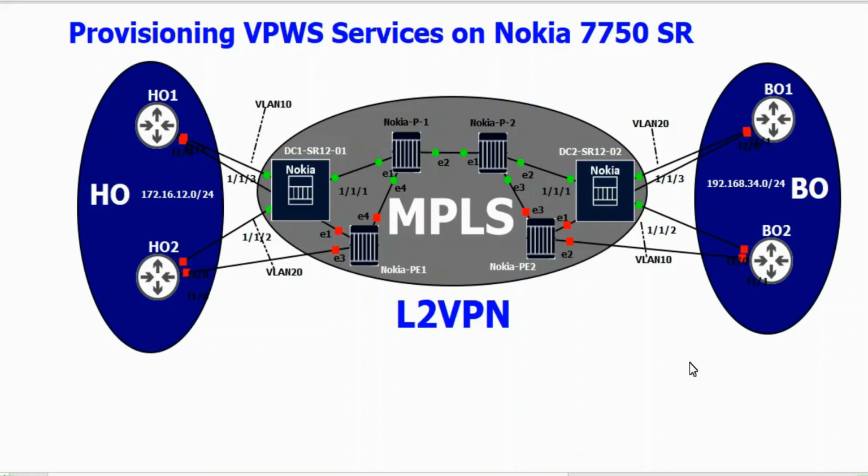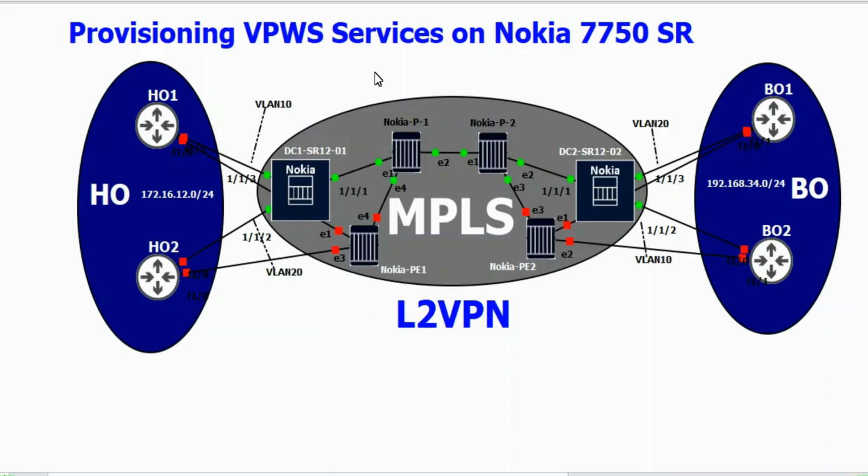In this session we are going to provision the VPWS services on Nokia 7750 SR. You can see here the topology. DC1 is a PE for the L2VPN, which connects head office 1 and branch office 2. We are going to configure the EPIPE services, which are the L2VPN.